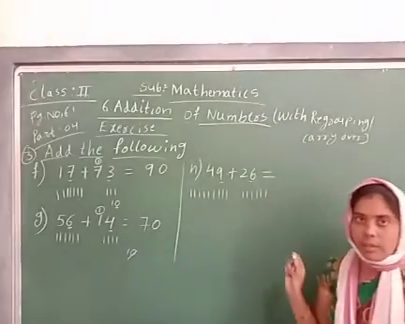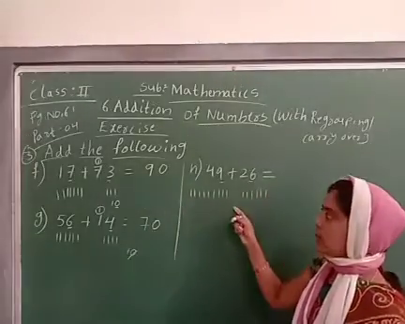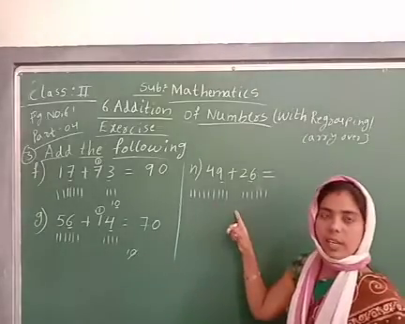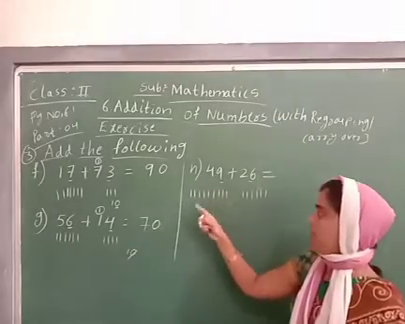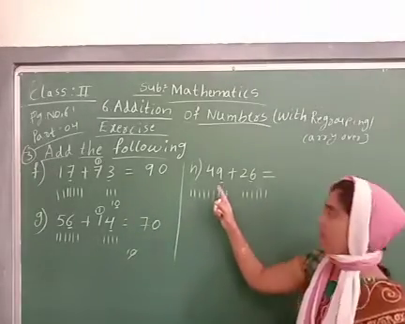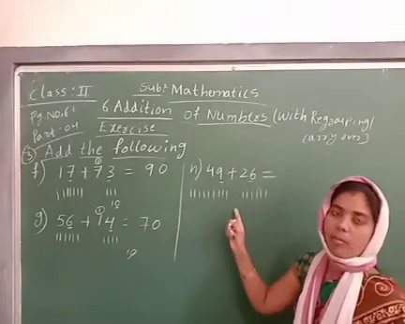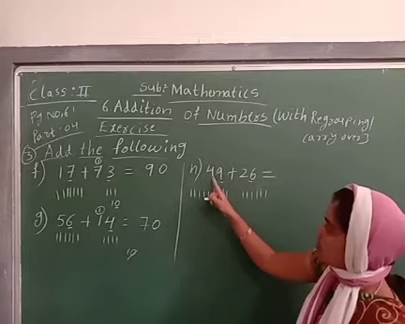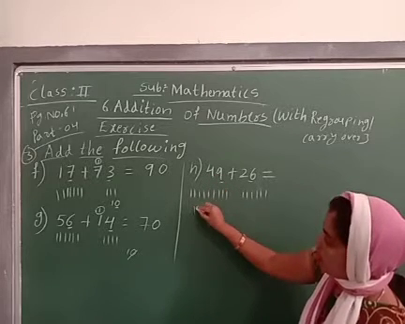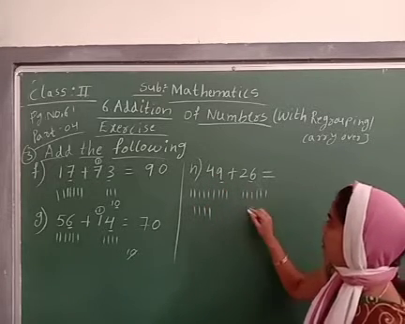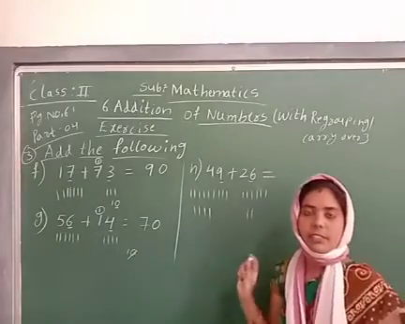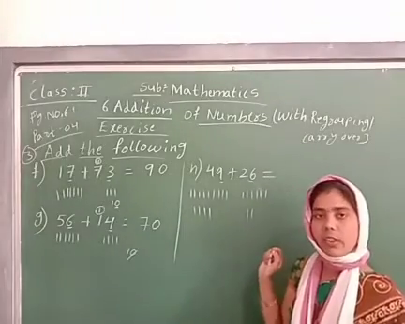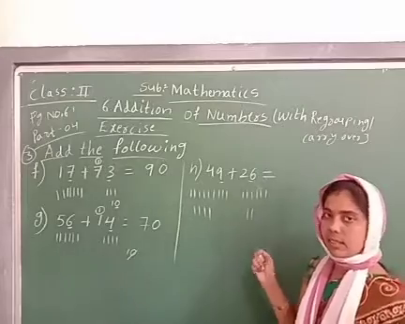So, easy method I am explaining, children. First of all, we write the ones place number in lines. Whichever number it is, that many lines we will draw here. Next, the tens place: which number is there? 4. 1, 2, 3, 4. Here 1, 2. Let us first draw the lines, and afterwards you count them. Easy way only.